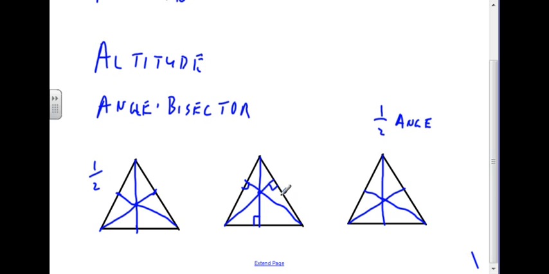So my altitudes meet at some point, my medians meet at some point, and my angle bisectors meet at some point. Those points are all different points. They're not the same point, they're all different points. But they do meet at a point, and that might be a reasonable thing to do.